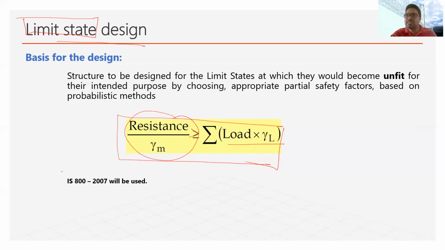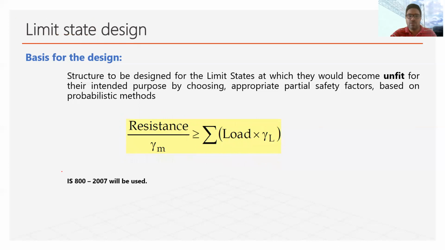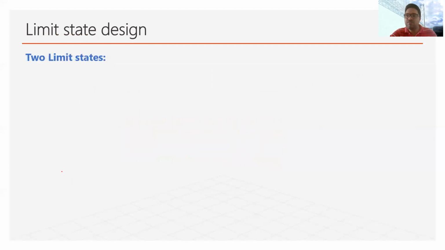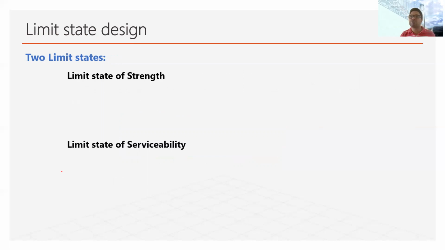Those failure states can occur due to various reasons, so we have to see what they are. If we try to find out the various limit states, they are broadly categorized into two categories. One is limit state of strength, or limit state of collapse. The other is limit state of serviceability, which means we design the structure ensuring the limit state of strength as well as the limit state of serviceability.